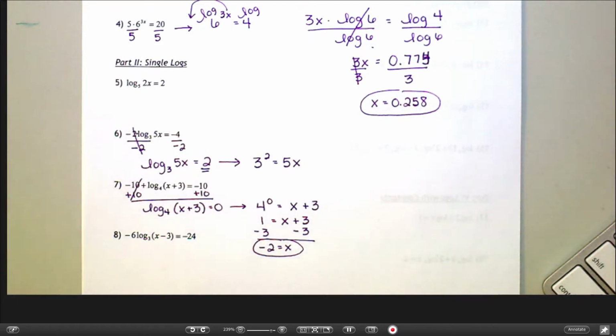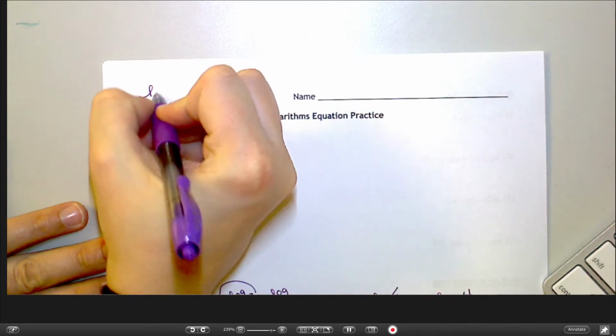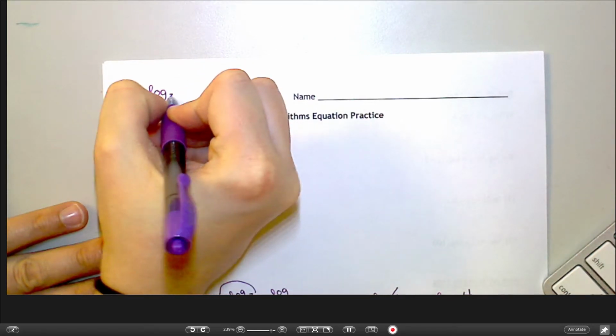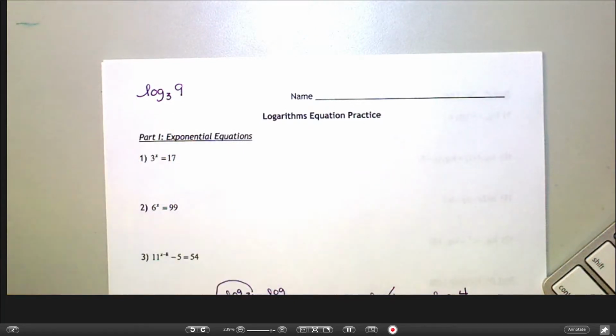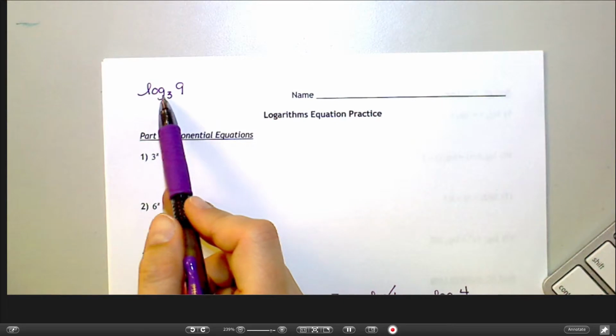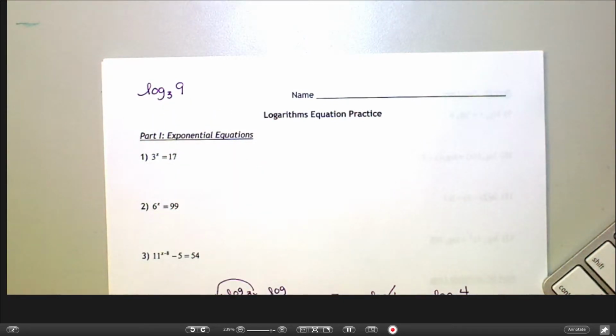Well, that's what a log is, just a notation for an exponent. And when I say log, let me give you an example here. When I say log base 3 of 9, log is just an abbreviation for exponent. What I'm asking is what exponent would it take to turn a 3 into a 9? What power would you raise 3 to make it turn into a 9?